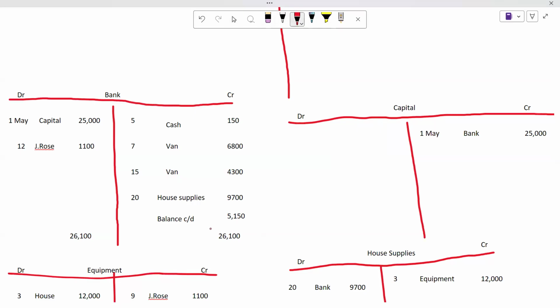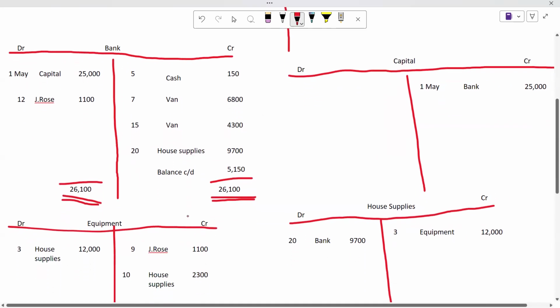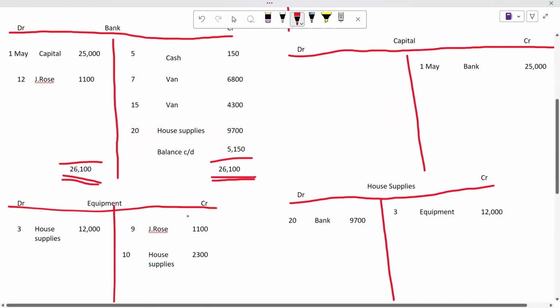So I'm going to show the totals like this. One line above it and kind of two lines below it. This is how we show the totals in accounting language, right? So this is the balance carry down for the bank account, for the bank T account, right? And this will go to the trial balance, which we will cover in the next video. So the bank has been balanced.